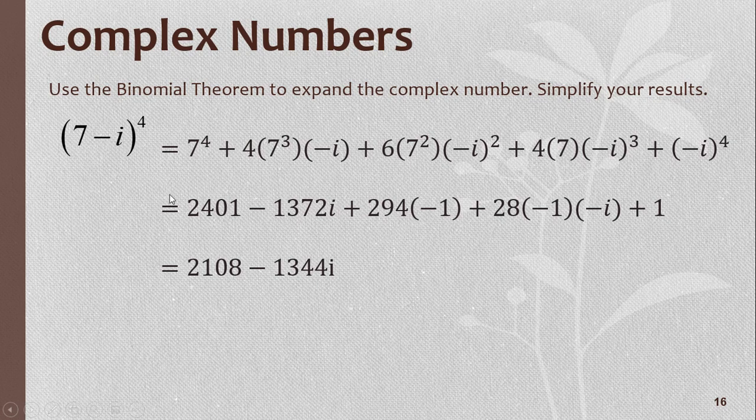So now if I combine like terms here, 2,401 minus 294 plus 1 equals 2108. My imaginary terms, negative 1372i plus 28i gives me negative 1344i. And there is your complex number in standard form.